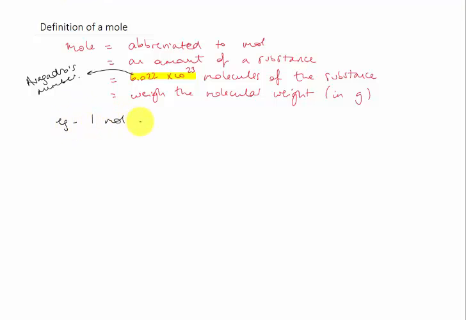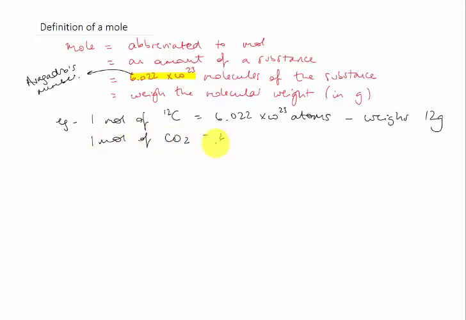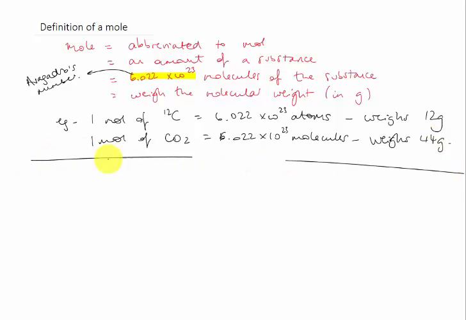So for example, 1 mole of carbon-12 is kind of the definitional atom that people use. So that's 6.022 times 10 to the 23 atoms. And it weighs 12 grams, because that's the molecular weight of carbon-12, exactly. Whereas on the other hand, 1 mole of carbon dioxide is the same number of molecules. This is all on its own, so it's an atom, this is molecules, and that weighs 44 grams, because it's a bigger, more complicated molecule, and it's therefore got a larger mass. Alright, so that's all you need to know, really.